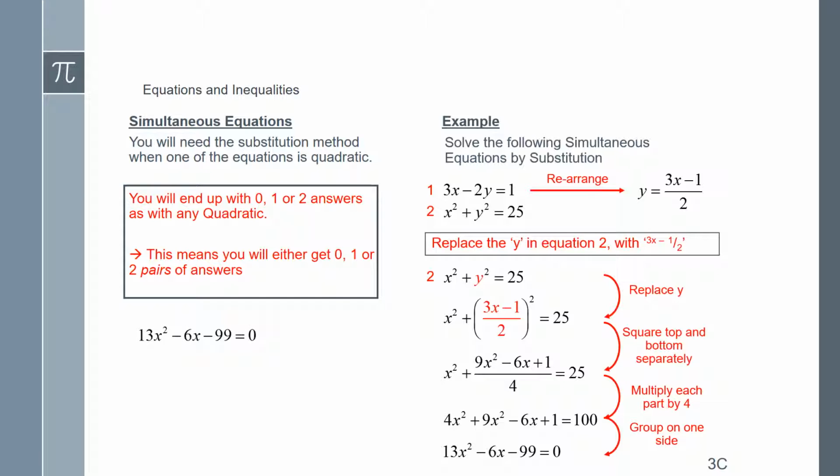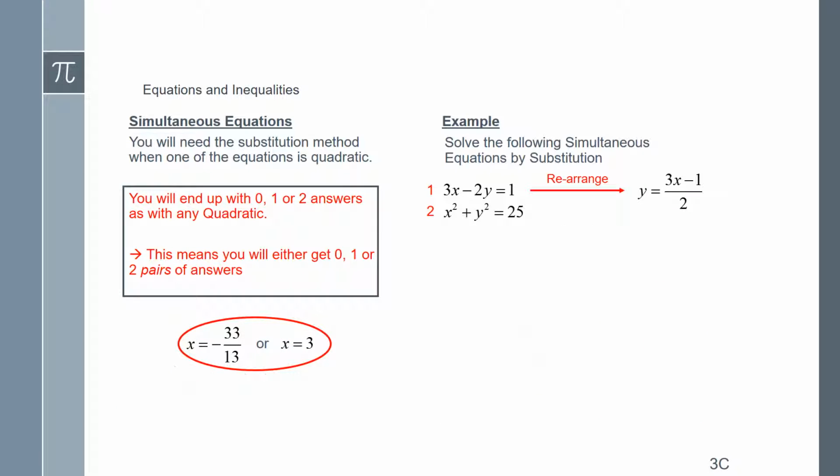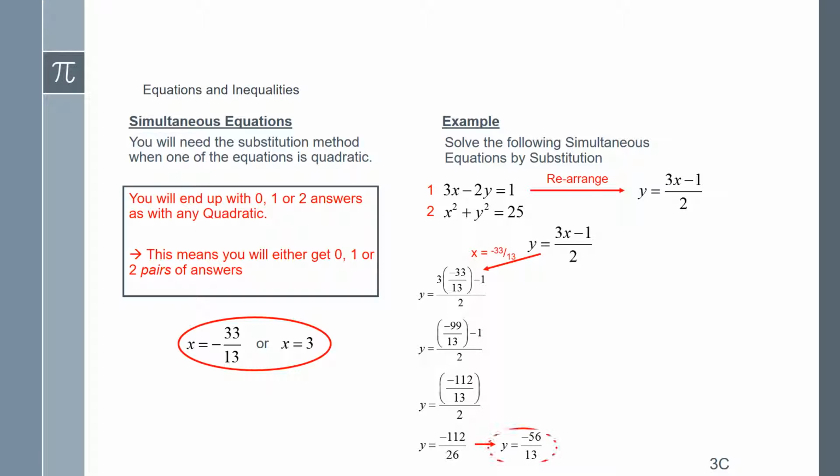Think to yourself, is that likely to factorise? Well, it does. (13x + 33)(x − 3). Although I would forgive you for another method of trying to solve that quadratic. And then solve it. So x is either −33/13 or x is equal to 3. And then for each of those x values, substitute them back in to find the corresponding y value. So when we put −33/13 in, we end up with −112/26, or −56/13.